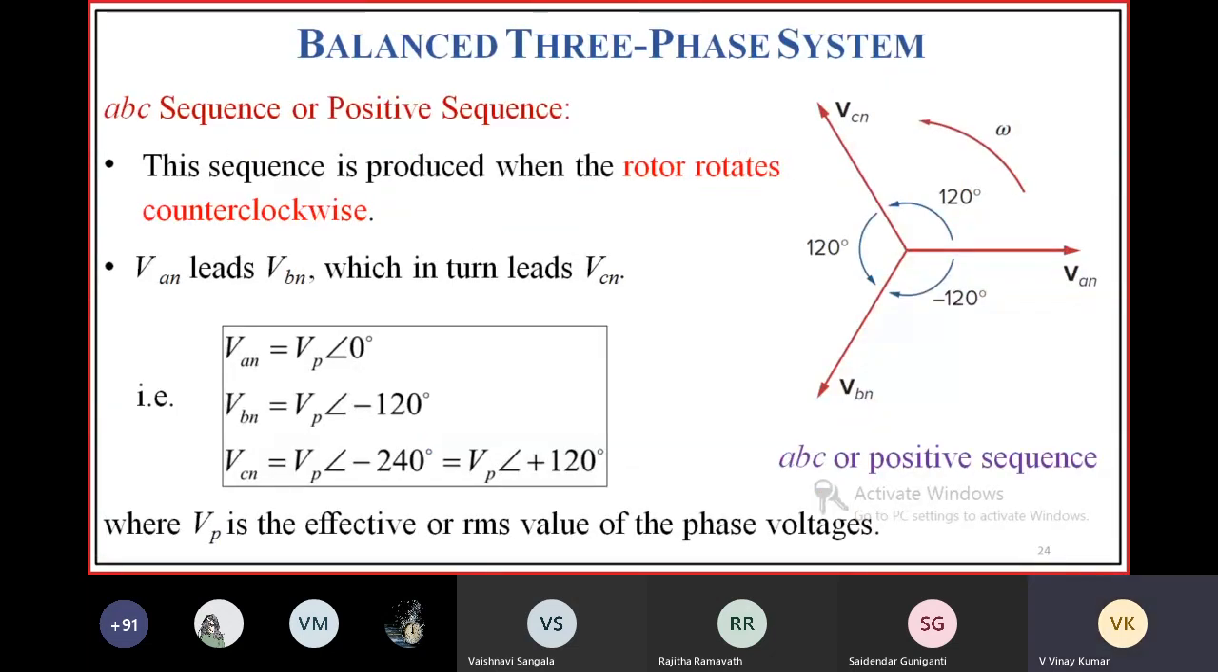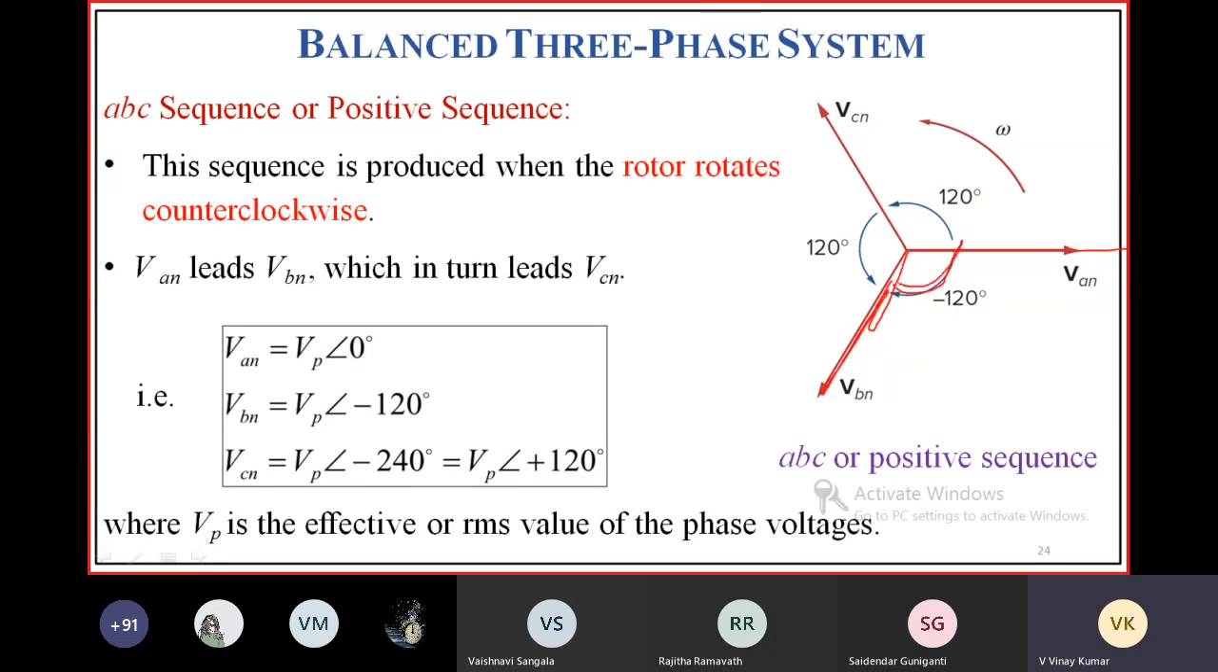So you can have V at an angle 0 degrees, V at an angle minus 120 degrees, V at an angle minus 240 degrees. You can also have V at an angle plus 120 degrees. This is the reference axis. V at an angle 0 degrees, you can draw VAN like this. This is phasor VAN. Next, VP at an angle minus 120 degrees, so you can have phasor like this.